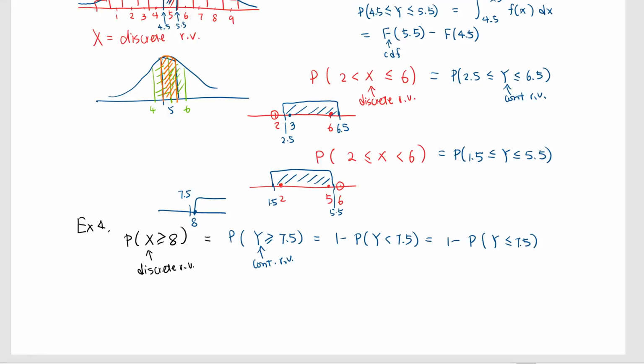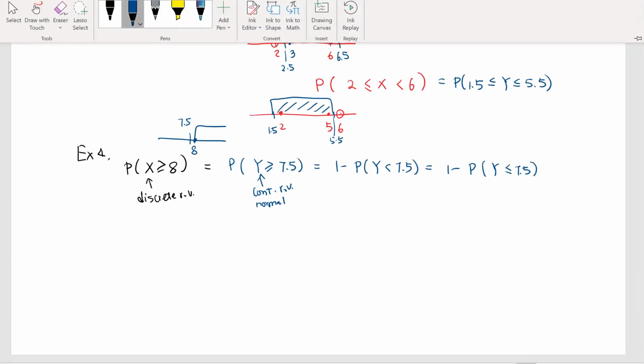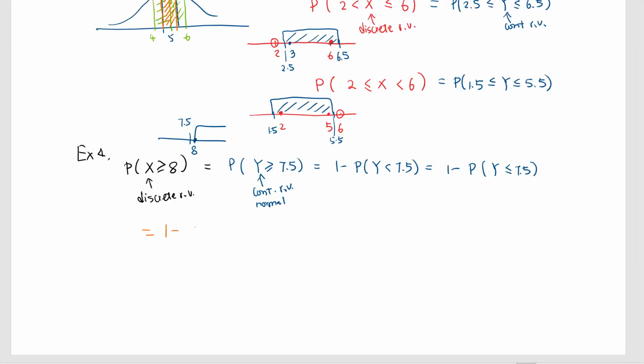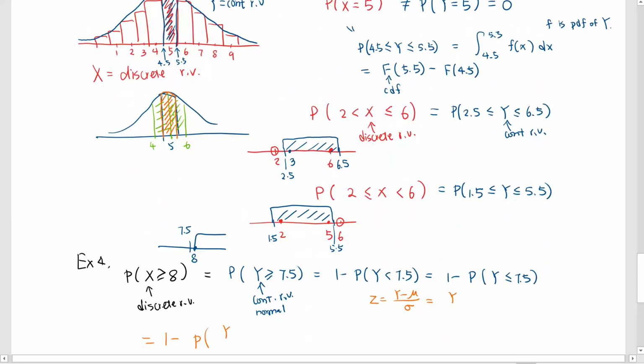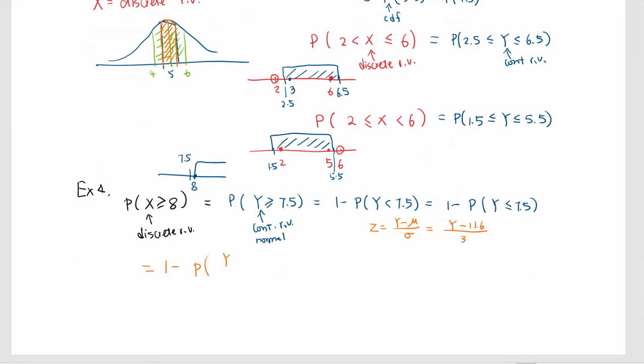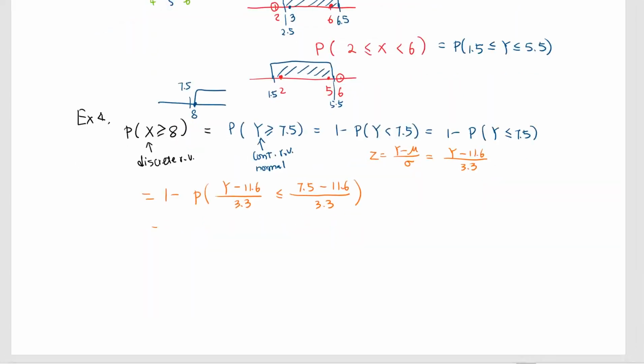But the y is a normal distribution. For a normal distribution, we need to convert it to the standard normal distribution. How do we do that? We subtract the mean over the sigma to get z. That's how we change to the standard normal distribution. What is the mean? 11.6, and sigma is 3.3. So y minus 11.6 over 3.3. And then we do the same thing to the 7.5. That is our z, the standard normal distribution. What is this number? Let's plot this in our calculator.